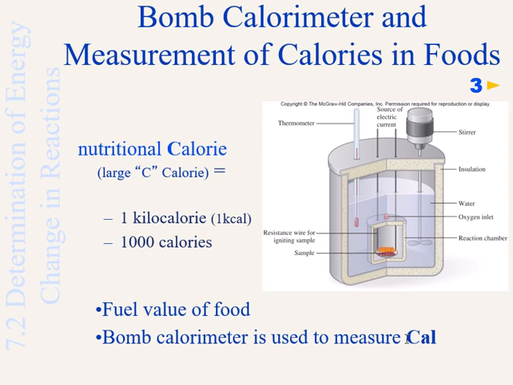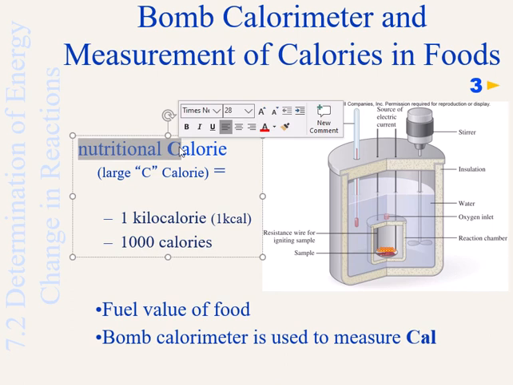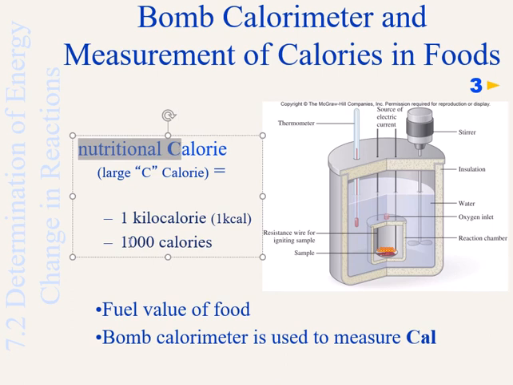and generally the reported calories are Cal, but there is this uppercase C here. The uppercase C is also called the nutritional calorie, just to make things confusing. The lowercase c is the 1000 calories, and those 1000 calories equal the uppercase Calorie. And so the uppercase Calorie is the same as 1 kilocalorie.